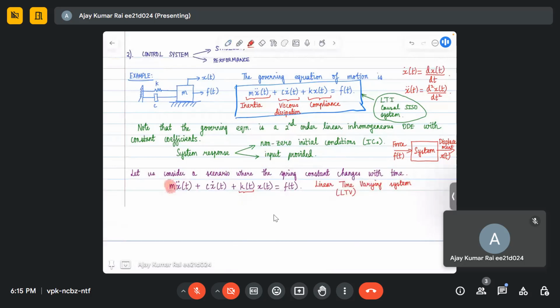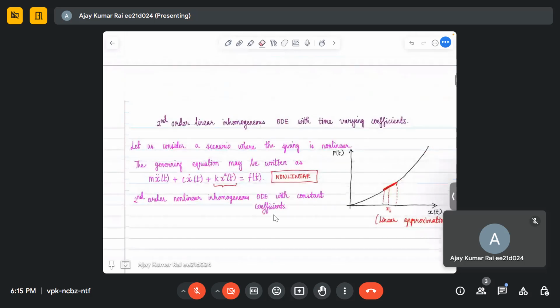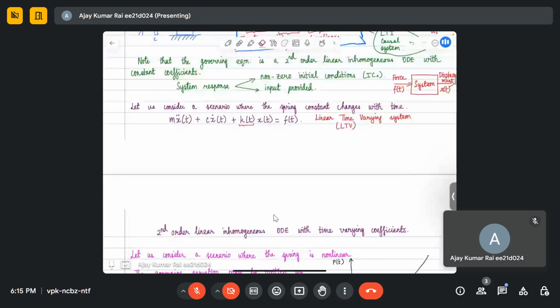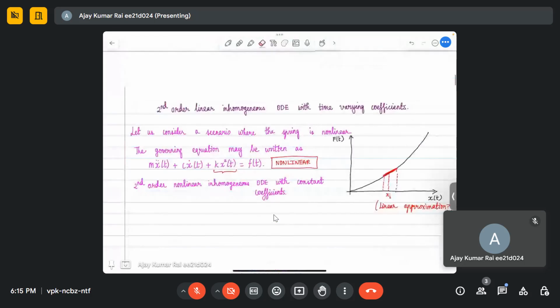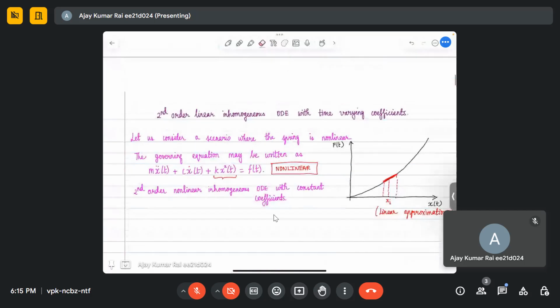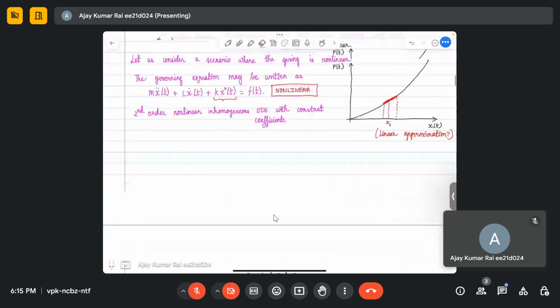Let me just highlight this. These are constants, and if they do not depend on time, then this is an ordinary differential equation with constant coefficients, and F(t) is the external force. If k is constant, then it is an ordinary differential equation, and if k is not constant, then it is time varying. If the x(t) term comes into the equation, then it is a nonlinear equation. We have already seen that, and how to linearize it we will study further.